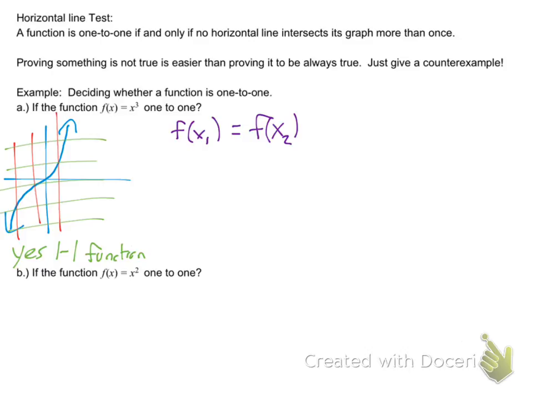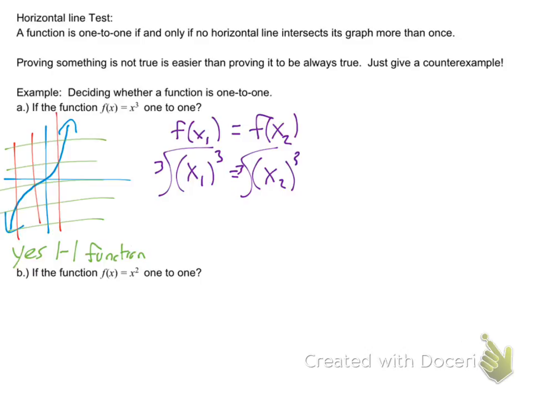Well, that's just function notation to put it to here. So the function is x cubed. So x1 cubed equals x2 cubed. And if I wanted to get them by themselves, what do you have to do? Both sides. I want to get rid of the cube. Cube root.